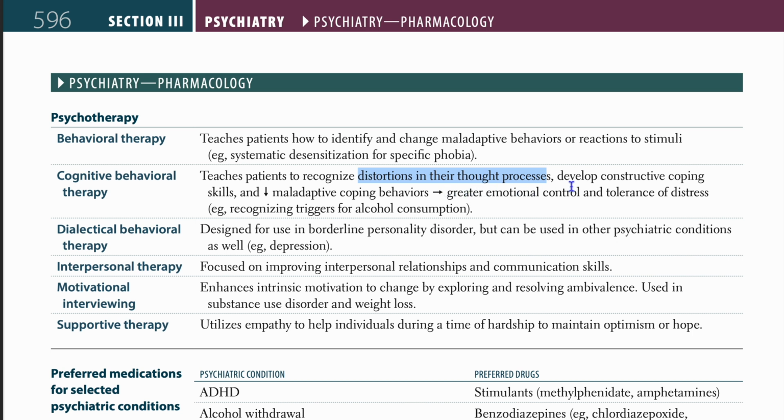This leads to greater emotional control and tolerance of distress. For example, recognizing triggers for alcohol consumption. So this one was in the thought process, right? Behavioral therapy is to identify and change maladaptive behavior or reactions to stimuli. Okay, so that is about the reaction. This one is about the thought process then.